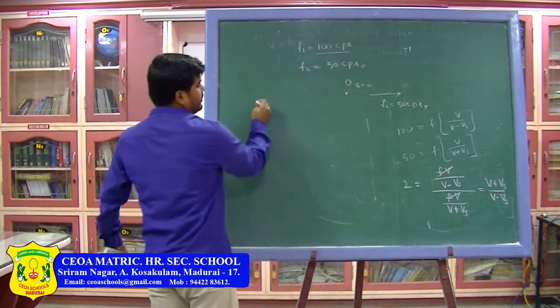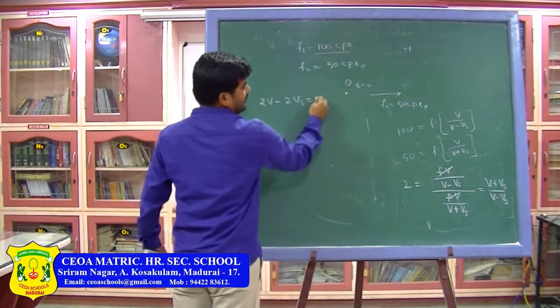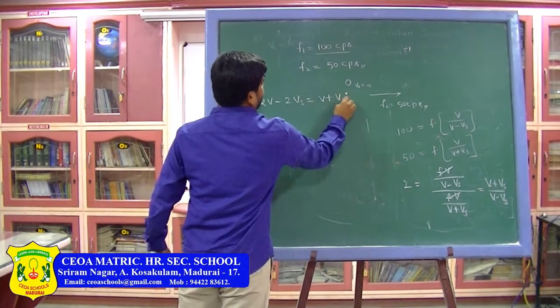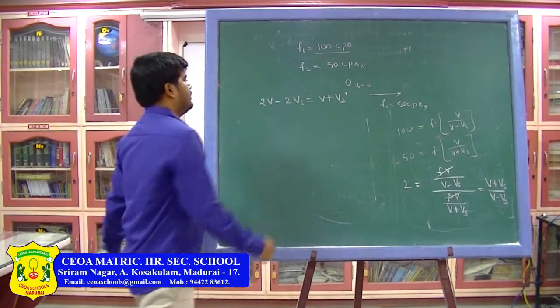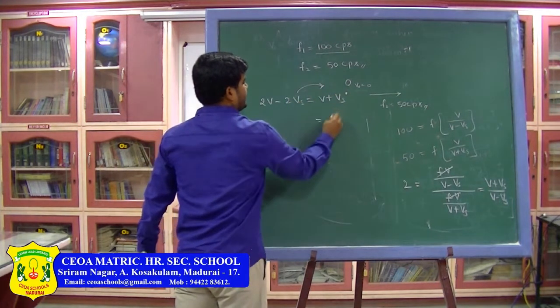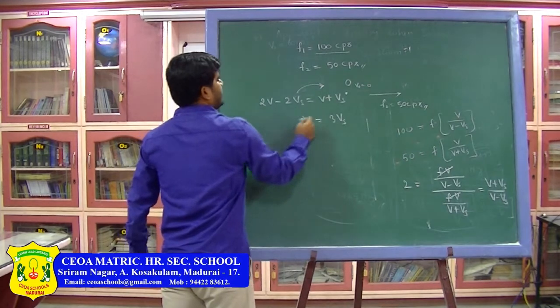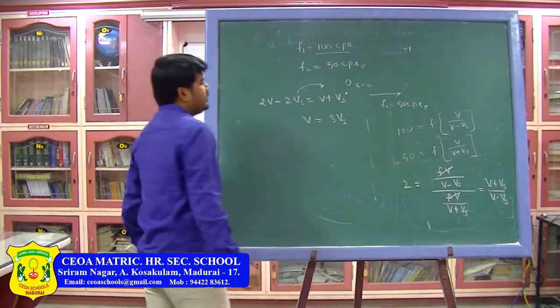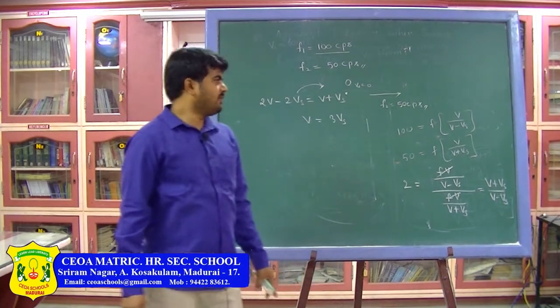Then cross multiplying, 2V minus 2Vs is equal to V plus Vs. From this you can find the speed of the source in terms of V. Here the minus 2Vs becomes plus 2Vs, so 2Vs plus Vs is 3Vs, and 2V minus V is V. So V is equal to 3Vs. Now, use this value in any one equation, and you will get the required value of frequency.